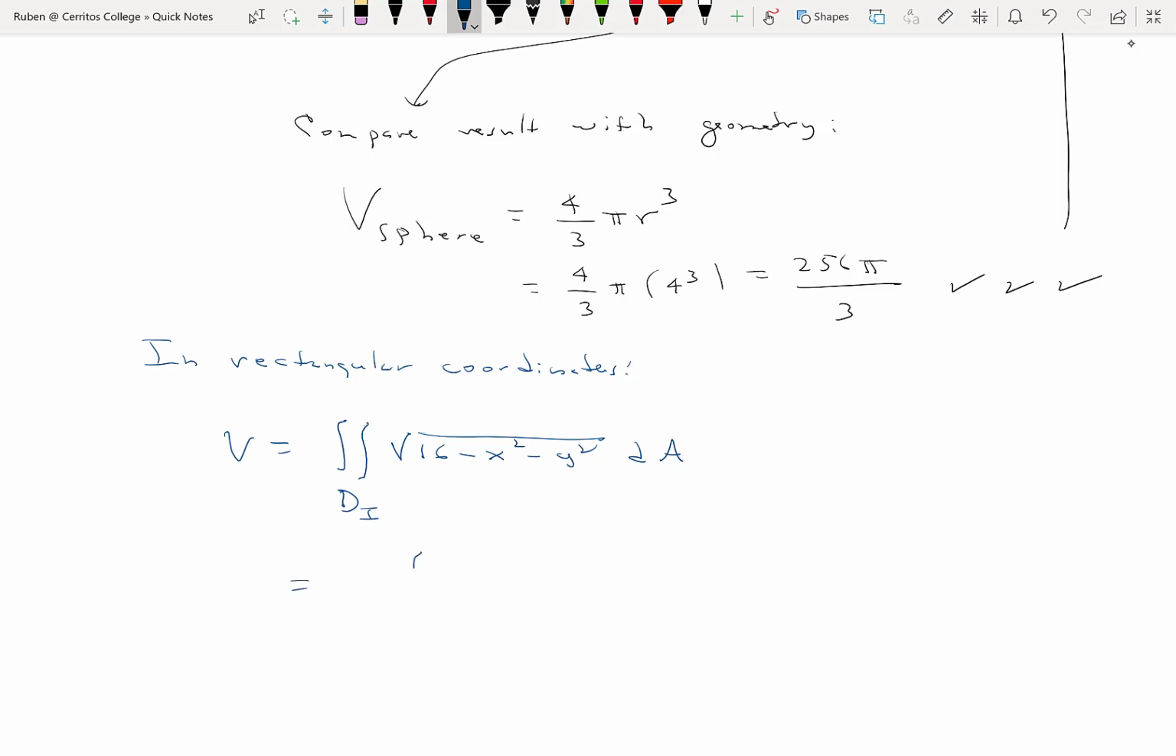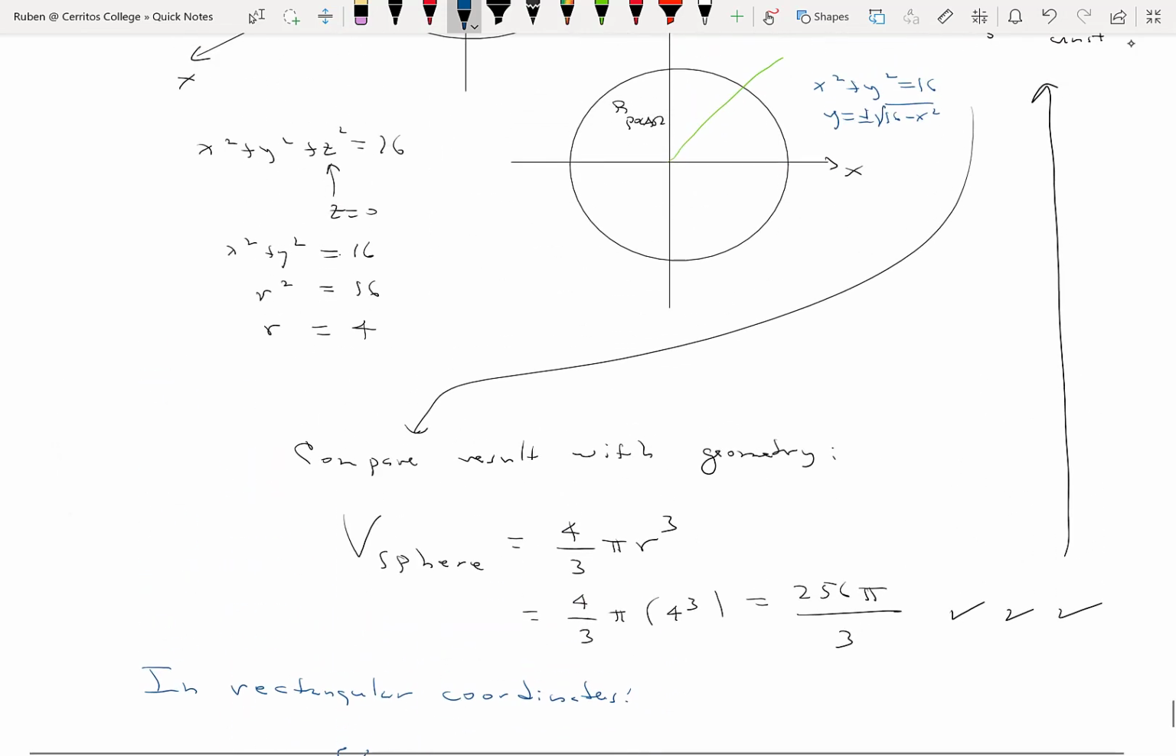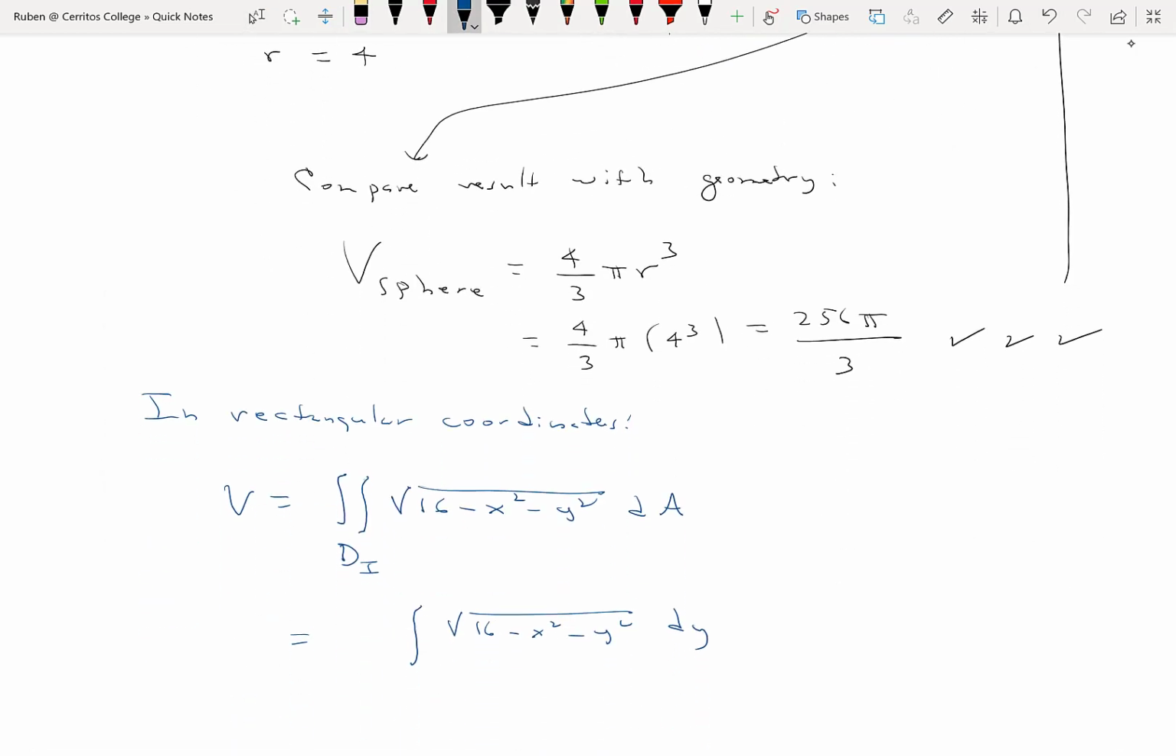So it would look like the square root of 16 minus x squared minus y squared dy. Remember, Roman numeral 1 integrates first with respect to y. As we enter the circle with a little blue vertical line, we first start with the lower limit of integration, the lower portion of the circle, so negative square root of 16 minus x squared. Then the little blue line exits the circle at positive square root of 16 minus x squared.